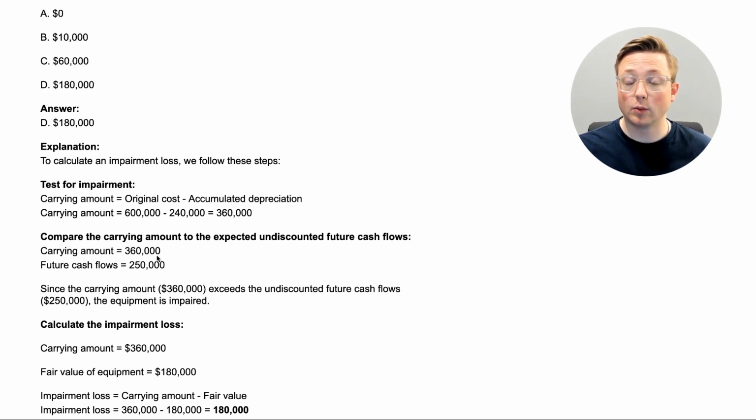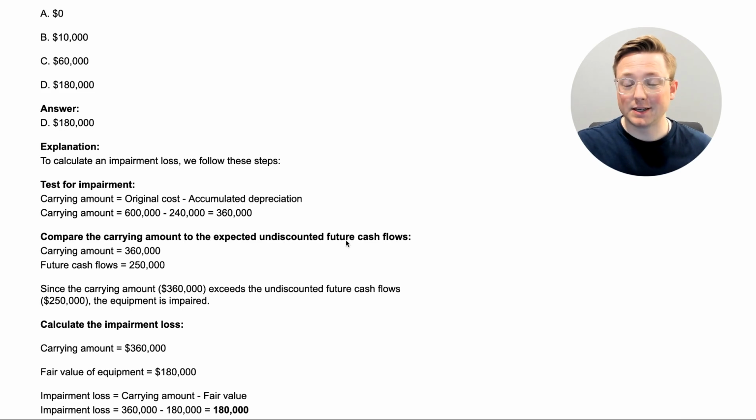Now, this is something that I want to make sure you don't get confused on. You compare the carrying amount to the future cash flows to know if there is an impairment that is necessary, but that is all you do with the future cash flows. So what does that mean? Let's talk about it right here, and then you'll see what I mean when we go to this next point here. So you have to compare the carrying amount to the expected undiscounted future cash flows.